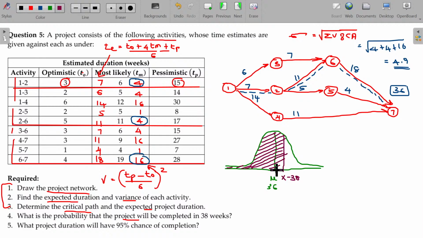This is the probability area, these shades. Now I am going to use the formula here. Z is equal to x minus mu, divided by standard deviation. This symbol is called mu.